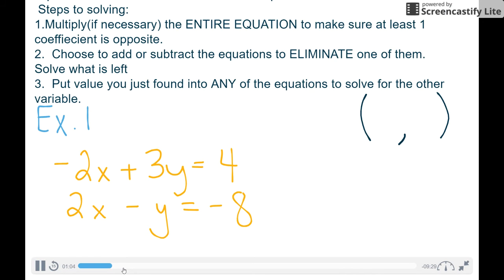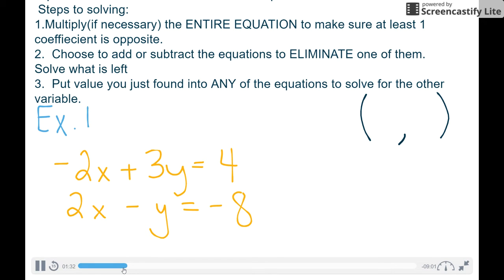Okay, so an example here, we've got negative 2x plus 3y equals 4 and 2x minus y equals negative 8. First of all, you can see that both of these are in standard form, ax plus by equals c. Do you see how both of those are in that form? Both of those would actually be pretty annoying to undo into y equals, and you could also solve this by substitution. But this is ready to go for elimination.